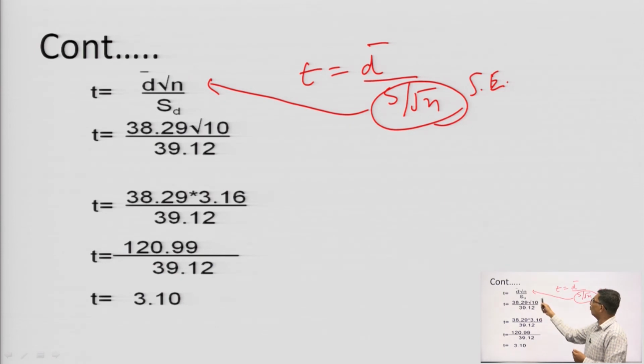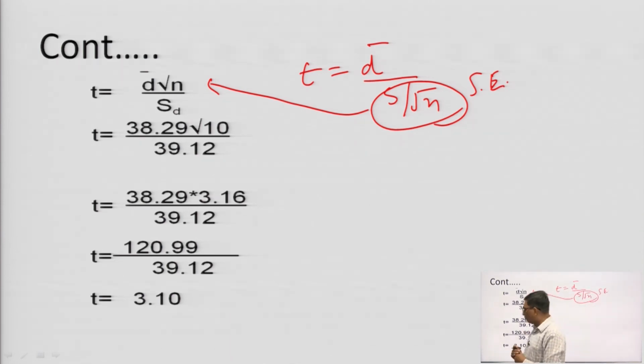Root n goes up, so the value of 10 comes up. Now the root 10 is equal to 3.16. So, t equals 38.29 into root 10 value 3.16, multiplied by this, divided by standard deviation 39.12. So t equals 120.99 upon 39.12, and after solving this we get the value of t equal to 3.10. So, this is the calculated value of t.